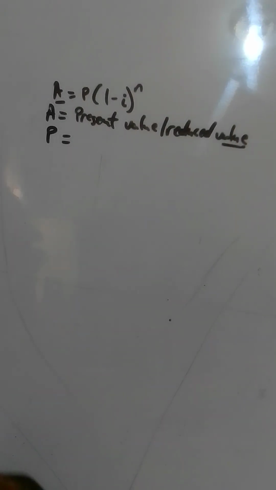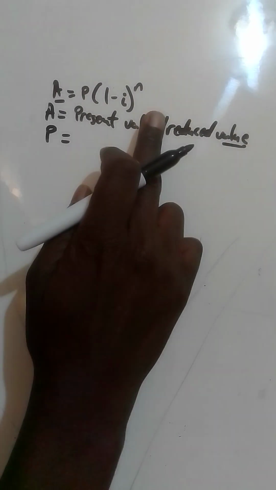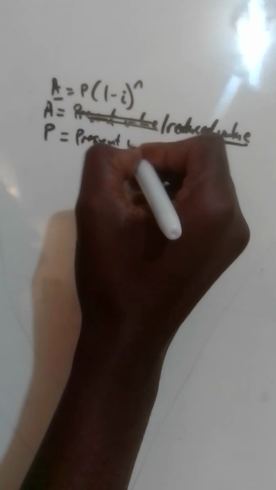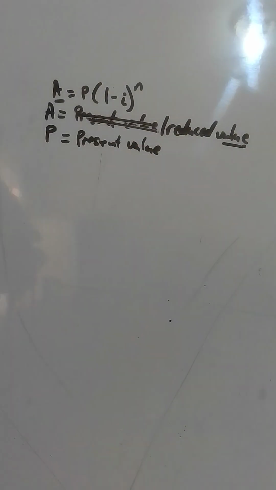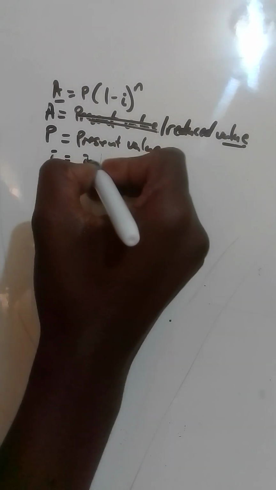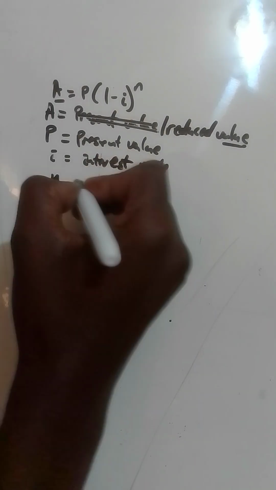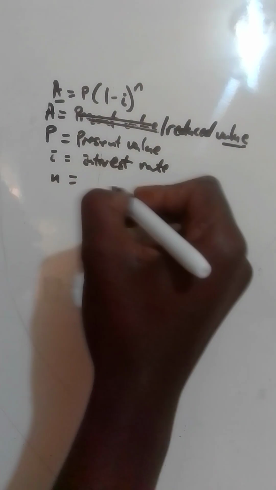Then the P, right, it now represents... maybe here I confused. I'm not supposed to say present value for A. I'm supposed to just say the reduced value in the future. Then the P represents the present value. What is the present value? It means that when I bought the calculator 2 years ago, how much was it worth, right? And then the I, obviously, it represents the interest rate. And then the N, it now represents the period or time.